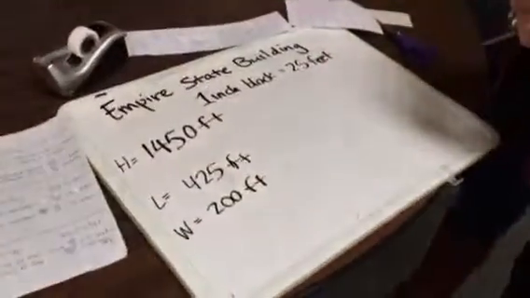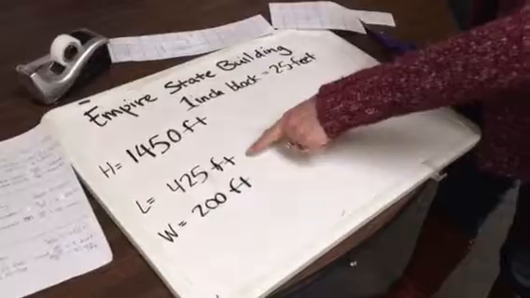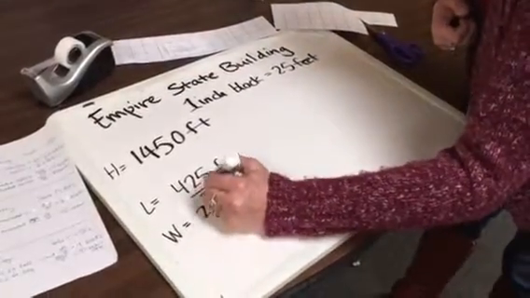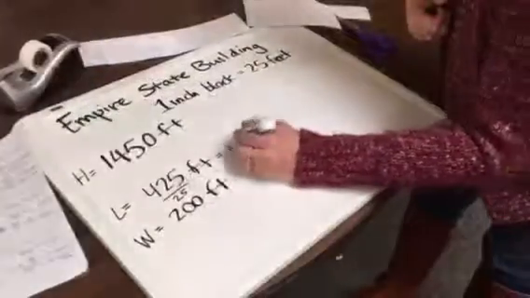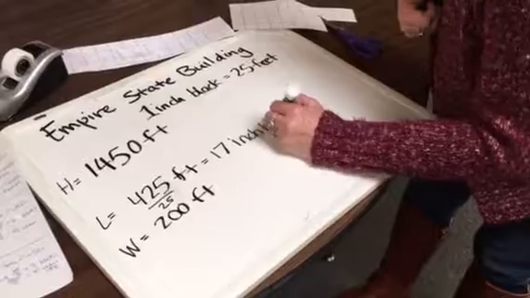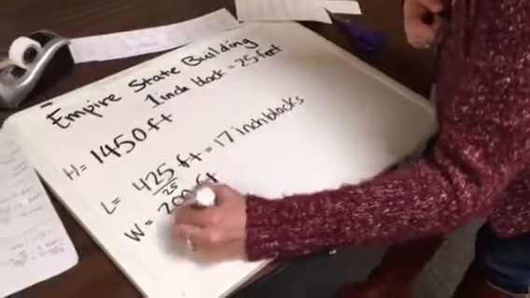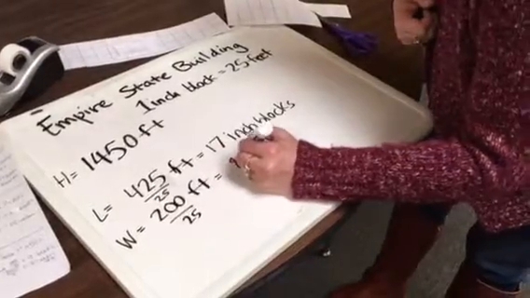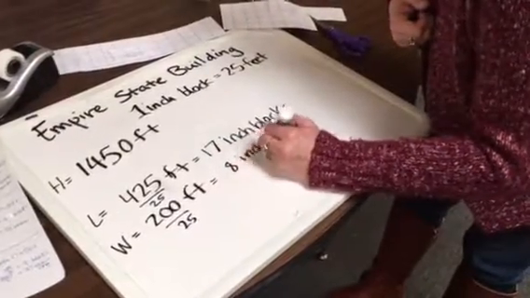From the top looking down, like Google Earth would, the satellite would, it just looks like a square. The dimensions, the length and width dimensions of the Empire State Building are 425 feet and 200 feet. So when we look at that with our scale, 425 divided by 25 is 17 1-inch blocks, and 200 divided by 25 is 8 1-inch blocks.